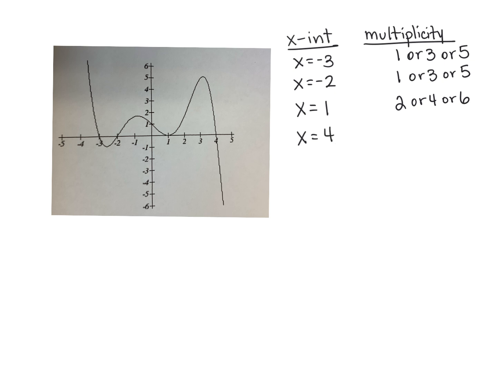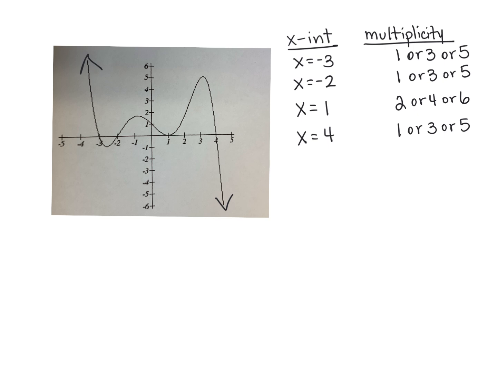All right, and this one cuts through, so this is 1 or 3 or 5, okay? So at this point, we need to determine what degree I'm expecting to have. Now, according to this, it would be a 4th degree if I just looked at my X-intercepts. But as I look at this, I have that these are going in opposite directions, so I need to have an odd multiplicity.